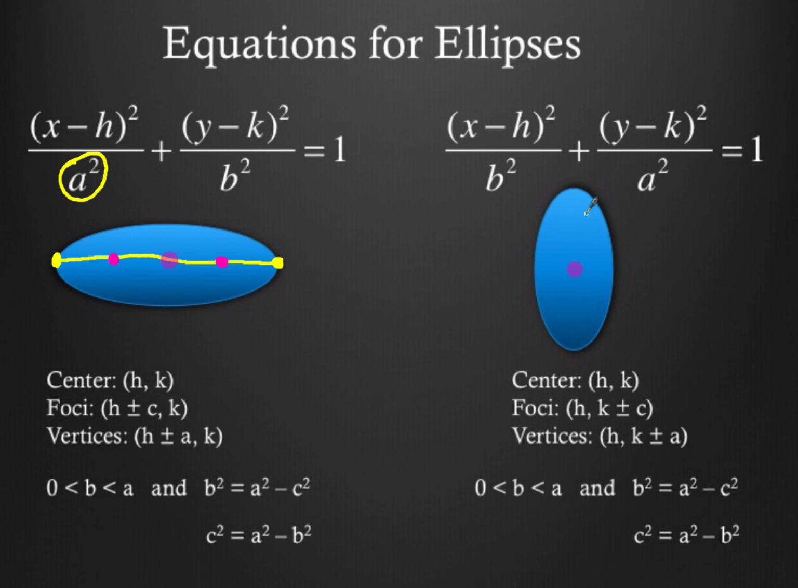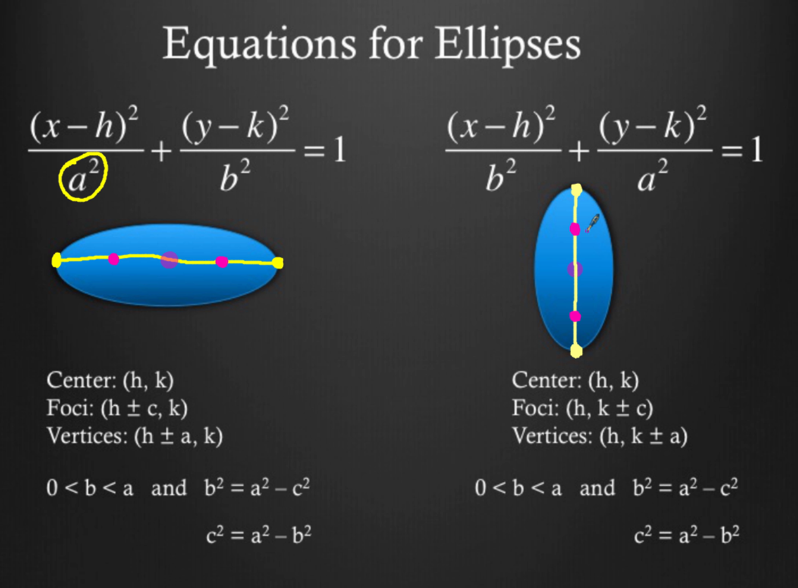Now, if my ellipse was the other way around, where a squared is underneath the y minus k squared part, so the bigger number is underneath the y squared piece, my major axis this time is going to go vertically. Since that's vertical, I'm going to deal with the same kind of stuff. My vertices are going to be at the top and the bottom of that major axis, and then my foci are going to be somewhere else along that major axis, but not quite as far as the vertices. Both the vertices and the foci are equidistant from the center.